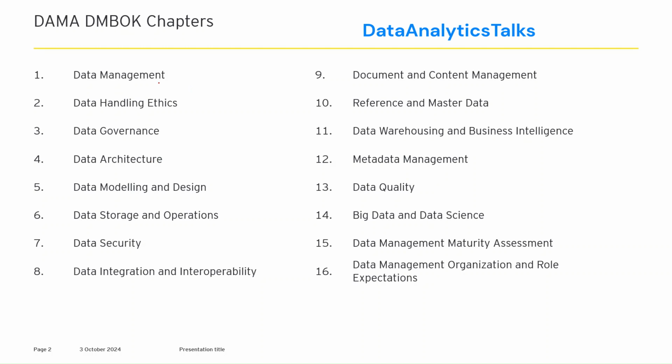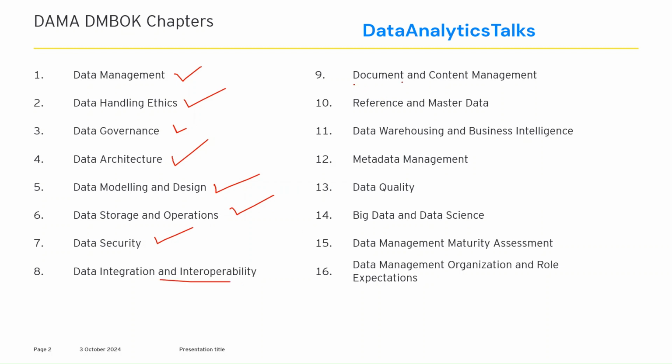As you see, there are 14 chapters. And for the examination, each chapter has certain weightage. We have the data management. Chapter 2 is data handling ethics. Third chapter is data governance. Fourth, data architecture. Fifth, data modeling and design. Sixth chapter is data storage and operations. Seventh chapter, data security. Eighth chapter, data integration and interoperability.